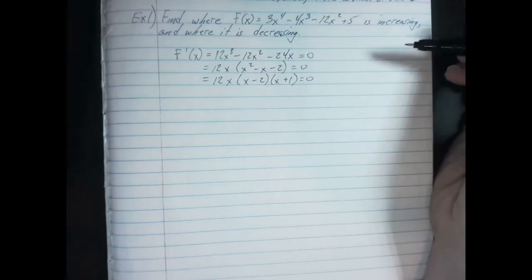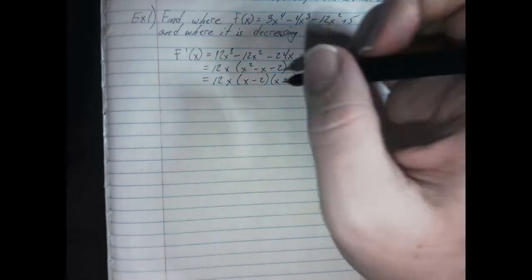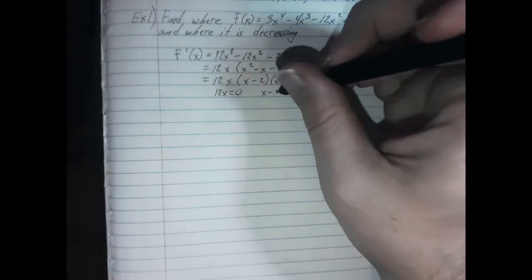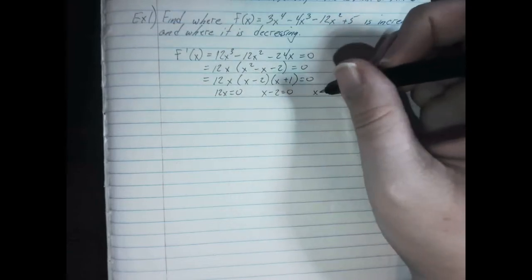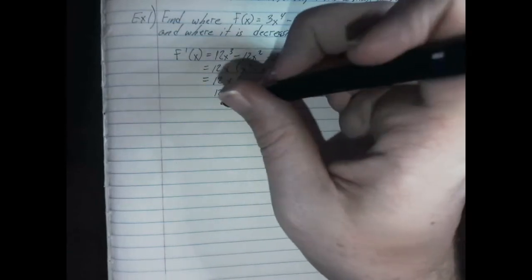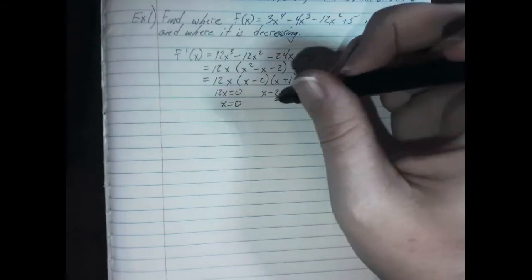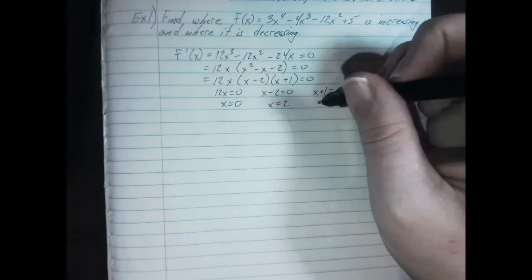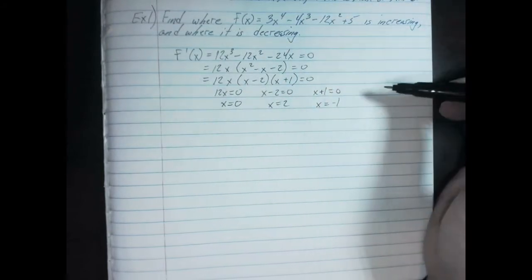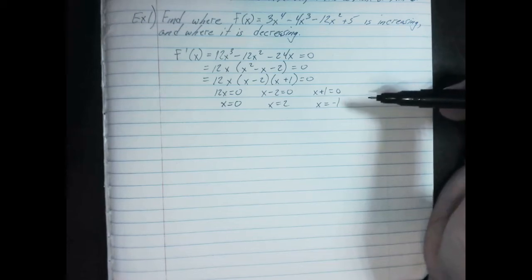I'm trying to find where this is equal to 0. Well, the zero product property says I can just set each factor equal to 0. 12x equals 0, x minus 2 equals 0, x plus 1 equals 0. That means x is equal to 0, x is equal to 2, x is equal to negative 1. These are our critical points.